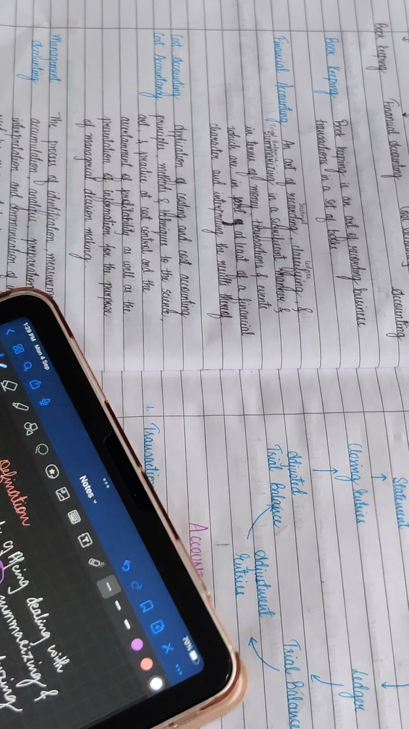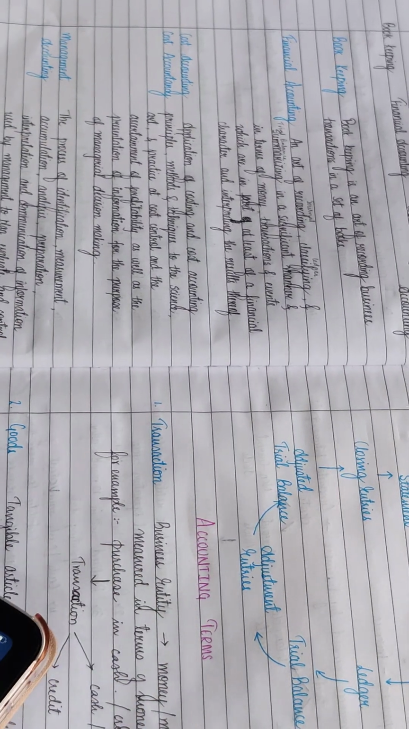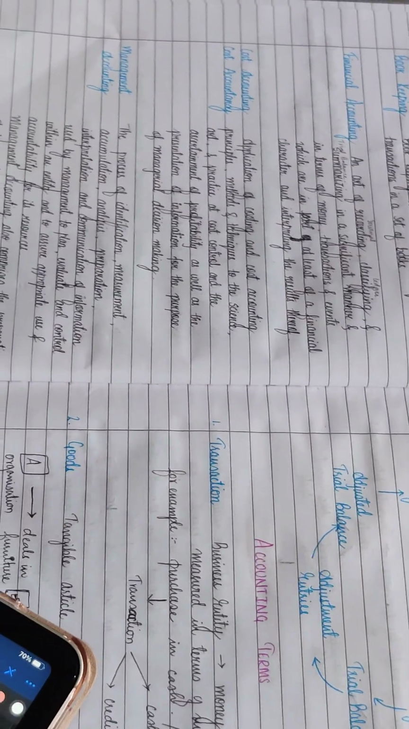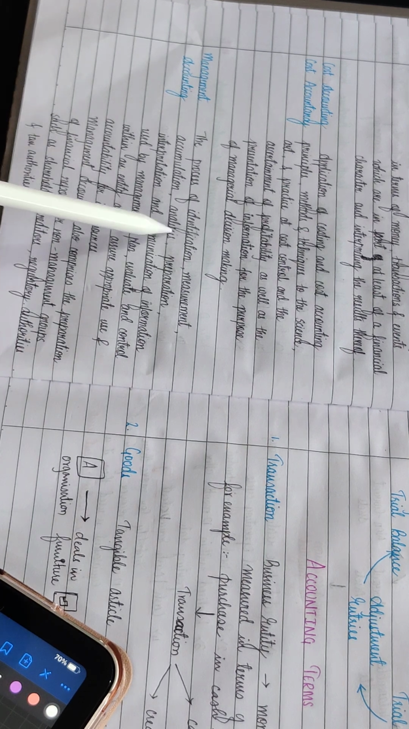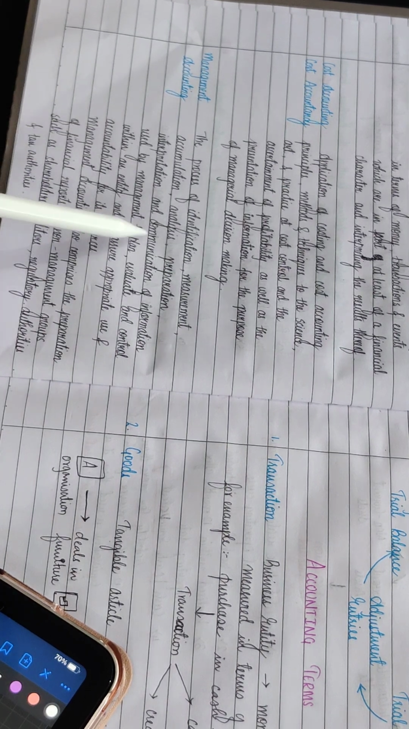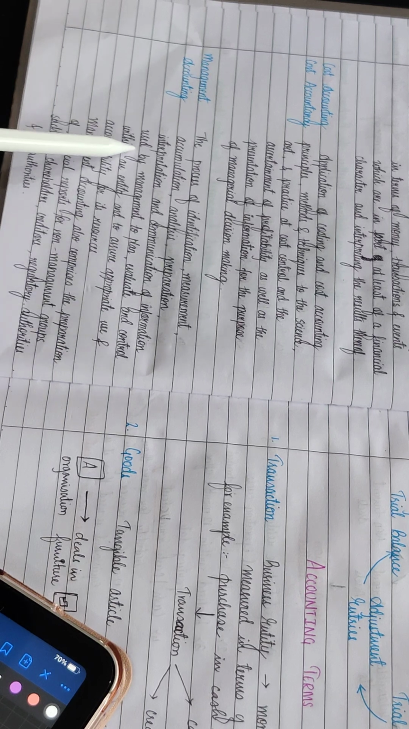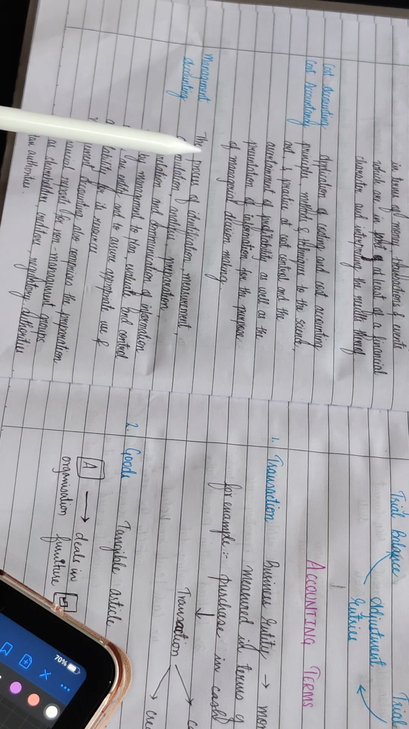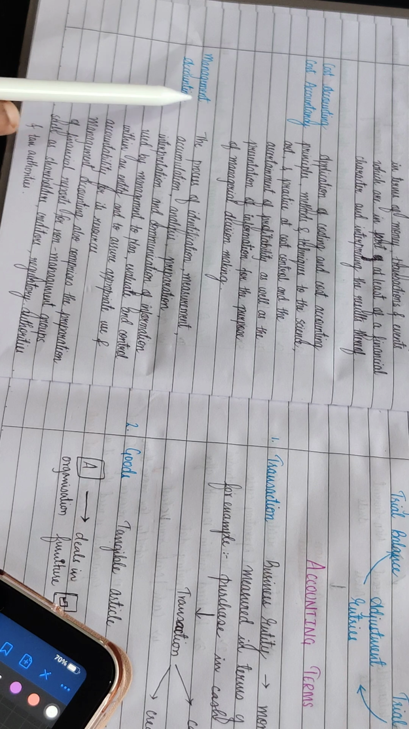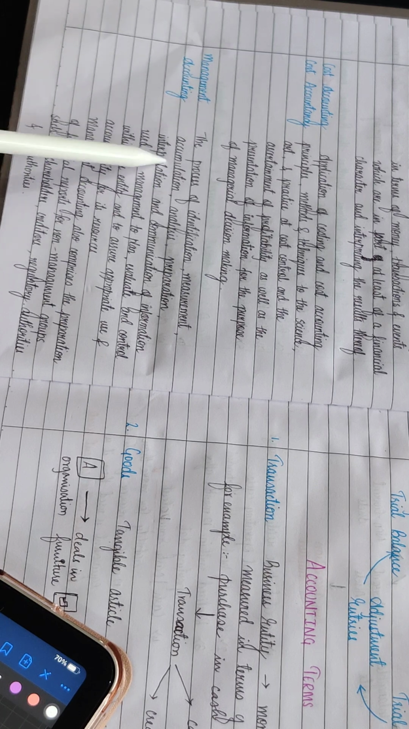Okay, next comes management accounting. The process of identifying, measurement, accumulation, analysis, preparation, presentation, and communication of information used by management to plan, evaluate, and control within an entity, and to assure appropriate use of accountability for its resources. So why we do management accounting? We do management accounting to understand the company.